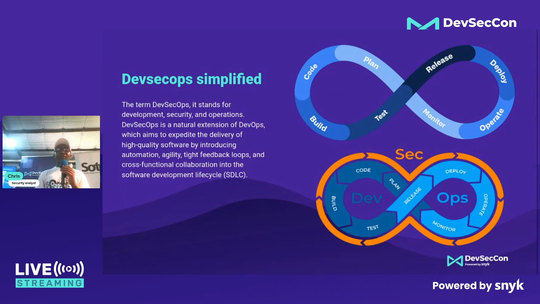So in the normal DevOps procedure, you start with the plan, and then you have the building phase, the coding, the planning, the testing phase, releasing, deployment, and then the operation phase. But now when we talk about DevSecOps, we have a little layer of security.